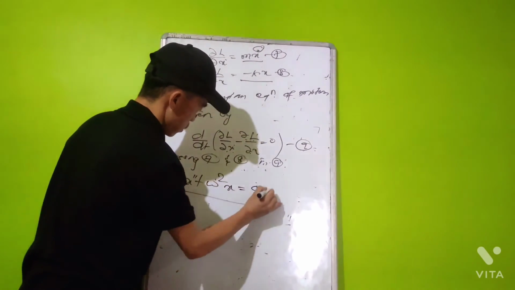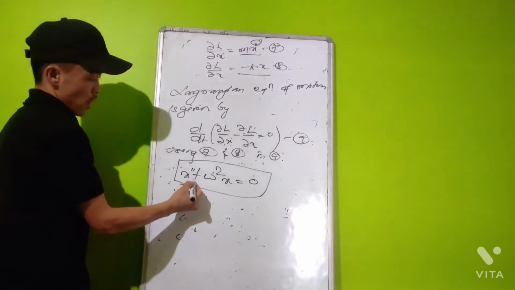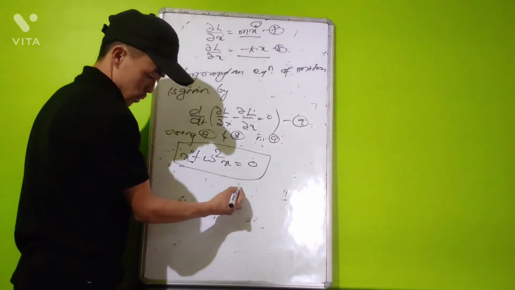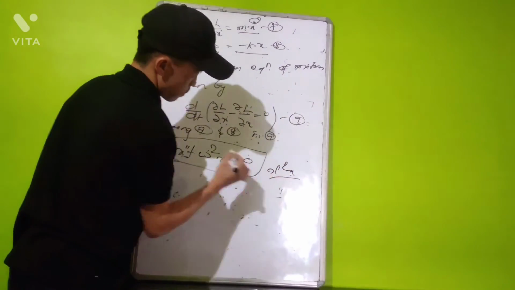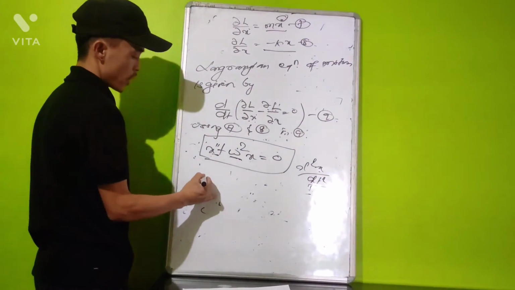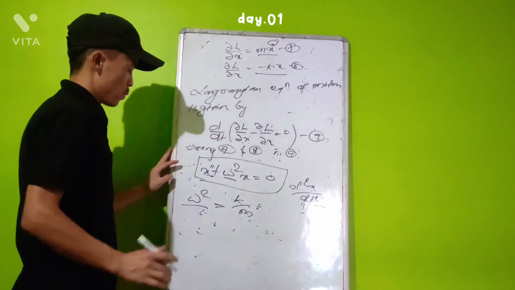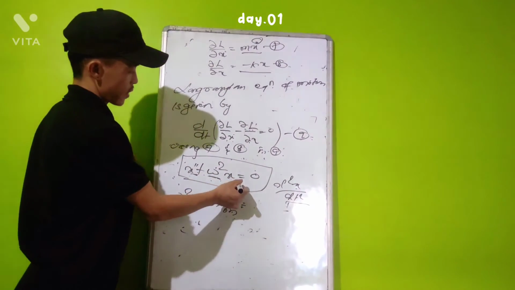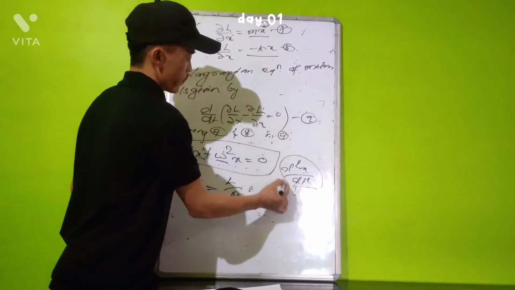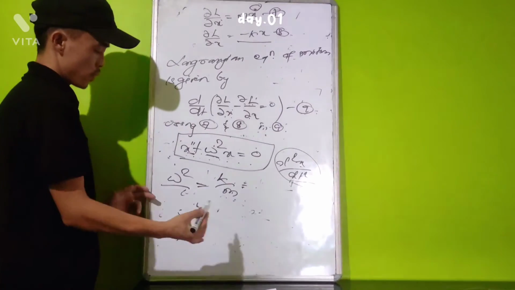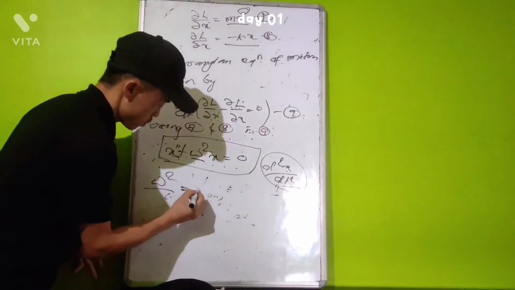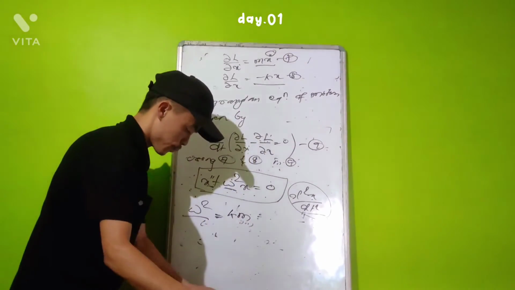So here ẍ means d²x/dt². Similarly, omega square means frequency. So the final equation we have got was ẍ + ω²x = 0, where ẍ means d²x upon dt². Similarly, omega means frequency, so omega square equals k by m.